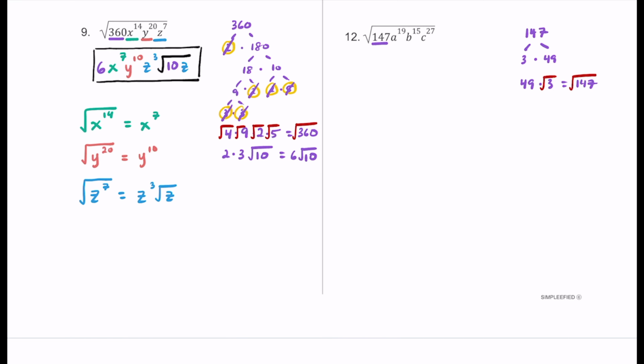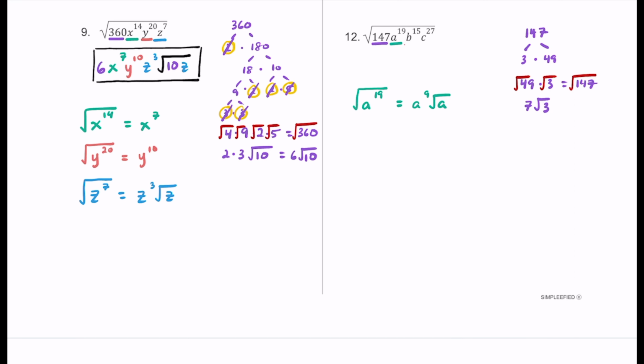And so 49, the square root of that is 7, I'm thinking, right? So the square root of this times the square root of this. So the square root of 49 is 7. So we really have 7 root 3, right? That's the square root of 147. Now, a little annoying here, but we have a bunch of odd exponents. So we have a to the 19th power, and we want to take the square root of that. Take away 1 from 19, that's 18. So the square root of a to the 18th power would be a to the 9th power. And we have 1 extra a stuck inside.